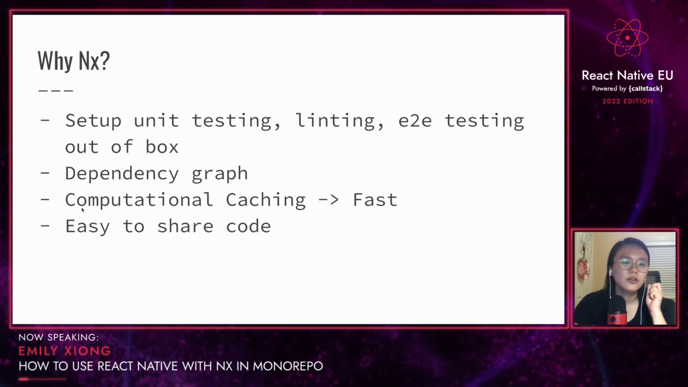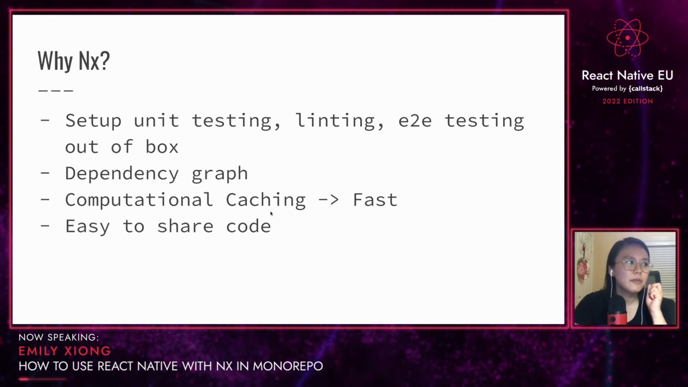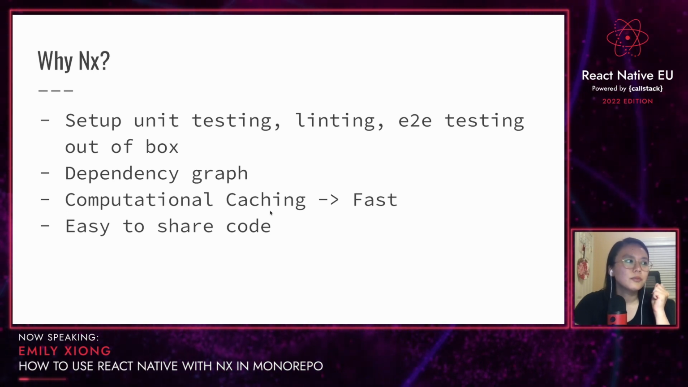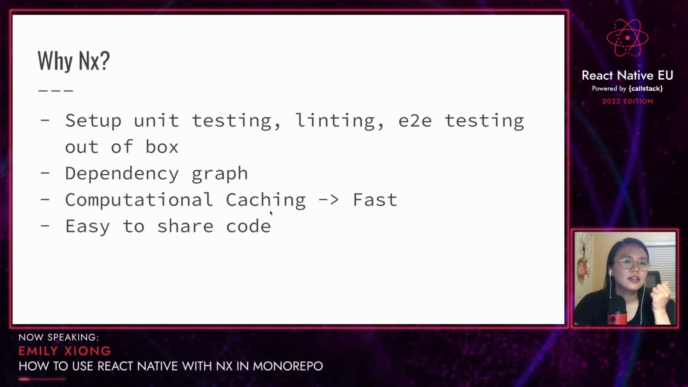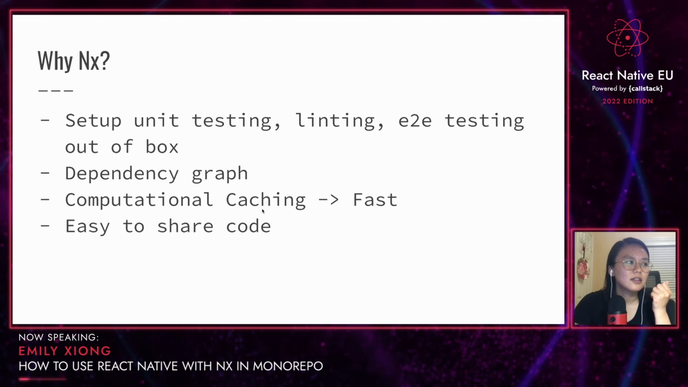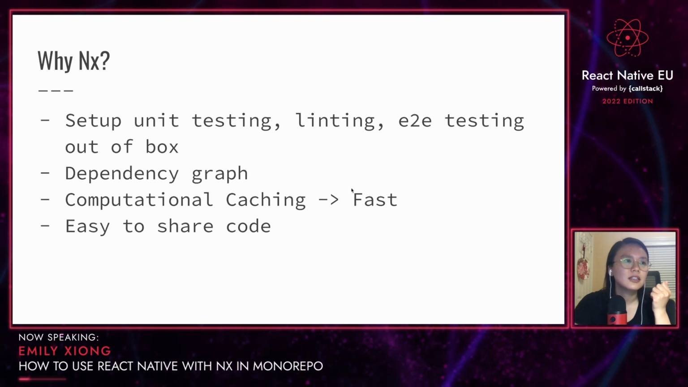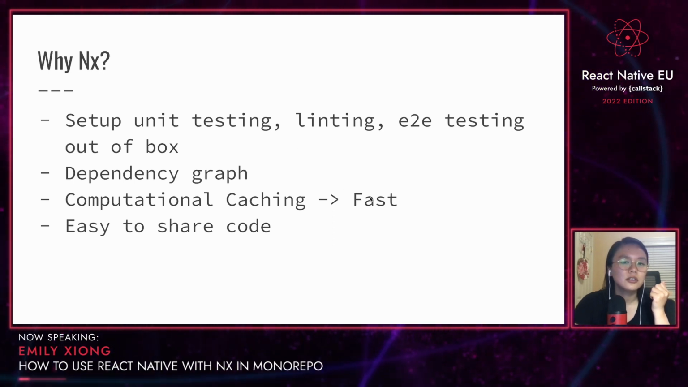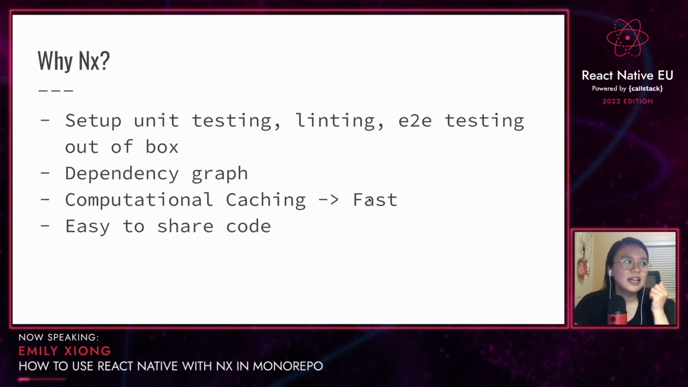So NX has this feature called computational caching, where if you make no change to your library or application, you will retrieve the build from the cache rather than execute that rebuild task. So it definitely saves us developers quite some time, and provides us with fast build time. Same goes for unit testing and linting as well. So if you make no change in the code and you try to run the unit test or linting on your entire workspace, you retrieve the task result from the cache rather than execute it. And it's pretty easy to share code.